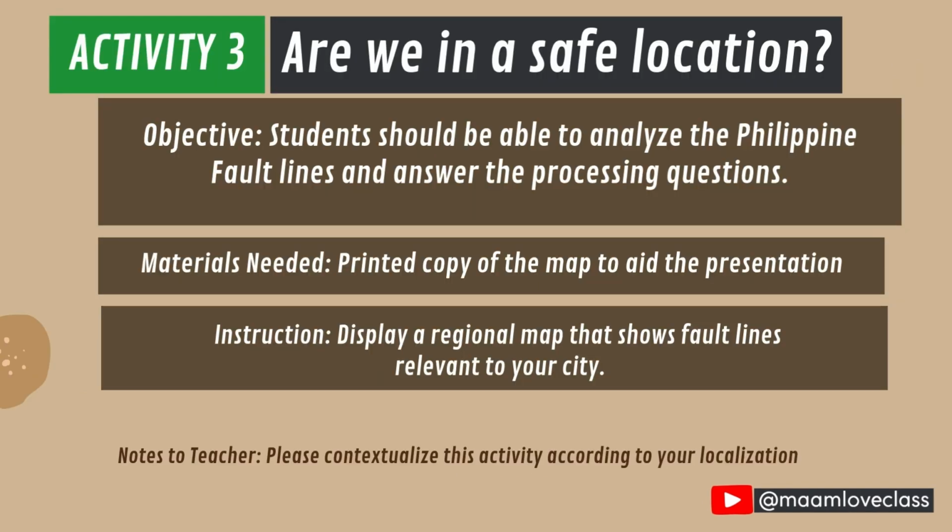Activity 3. Are we in a safe location? The objectives. Students should be able to analyze the Philippine fault lines and answer the processing questions. The materials needed: a printed copy of the map to aid the presentation, and an instruction to display a regional map that shows the fault lines relevant to your city. Please contextualize this activity according to your location. Let us watch this short video.